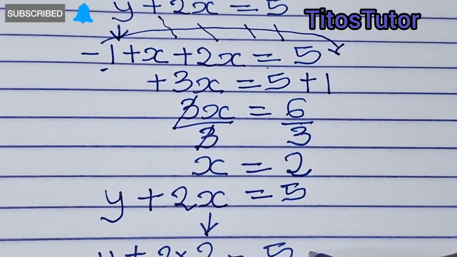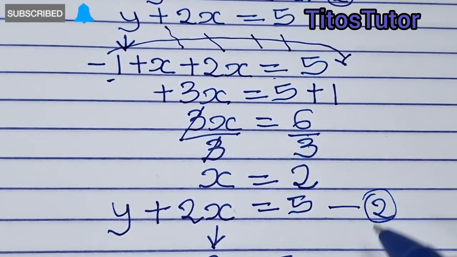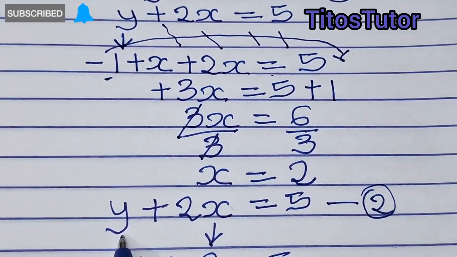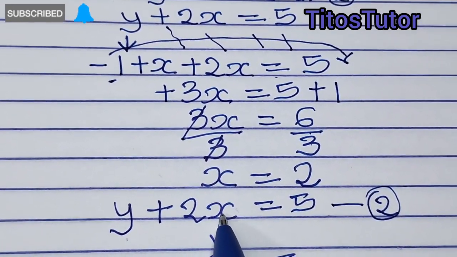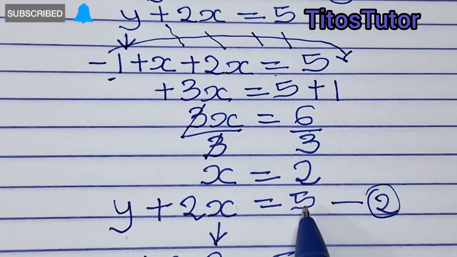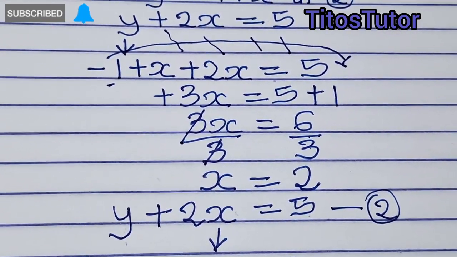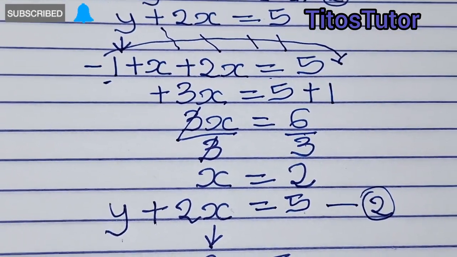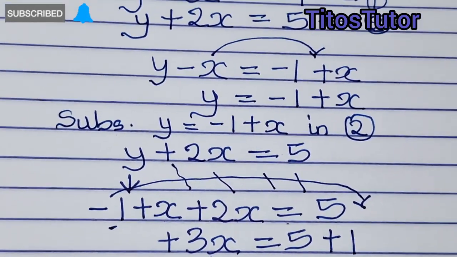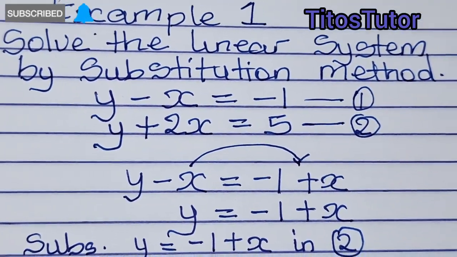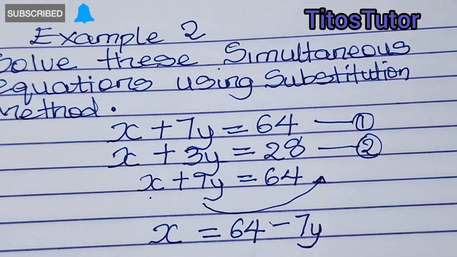Let's look at this. This was our second equation. This one, equation 2. So I'm going to put 1 here and put 2 here. Okay, 1 plus 2 times 2 is 4. So 1 plus 4 is 5. So I know that my answer is correct. So this is how to solve simultaneous equation using the substitution method.